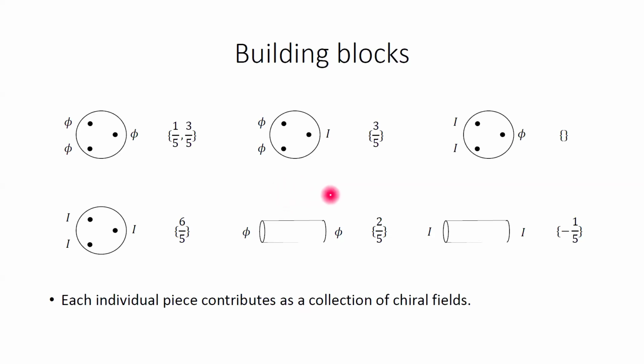And it happened to match one chiral field 3 over 5, or chiral field 1 over 5 and chiral field 2 over 5. So it happened to work with a specific content.